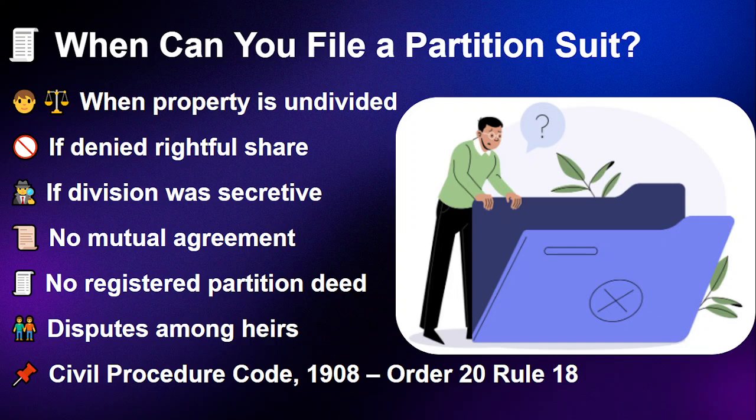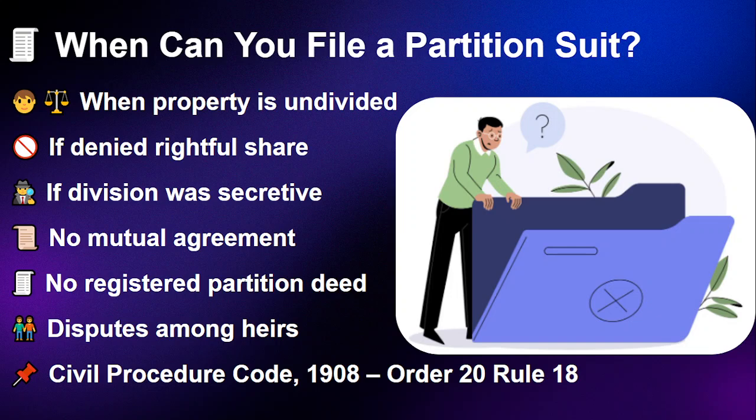Disputes among siblings or extended family often trigger these cases. Order 20 Rule 18 of the Civil Procedure Code, 1908 outlines the legal framework. It allows the court to divide property equitably among all rightful heirs. You don't need to wait for consent, your birthright is enough. The suit ensures transparency and legal enforcement of your share.